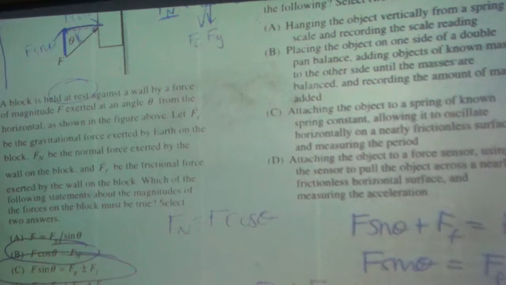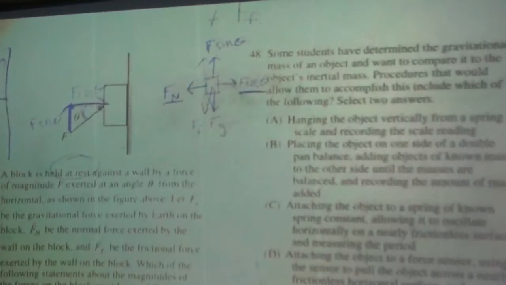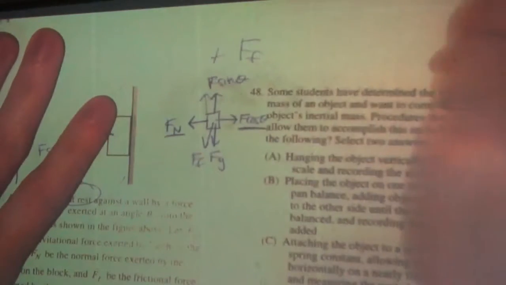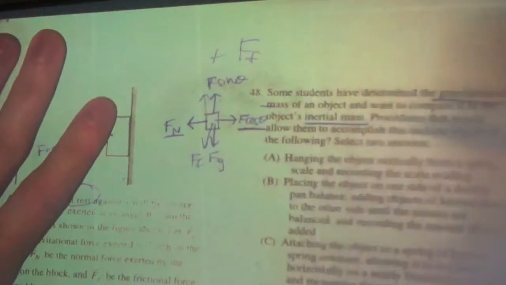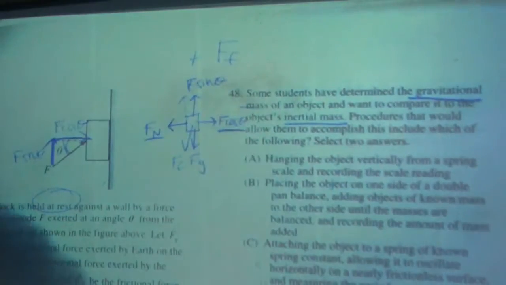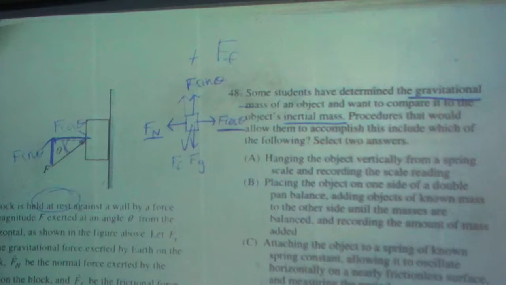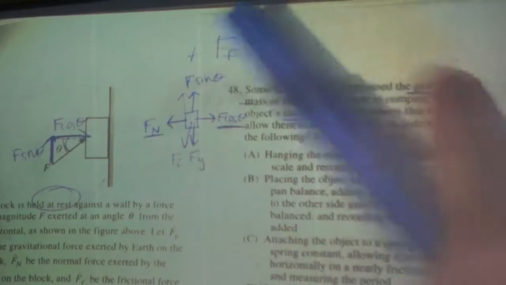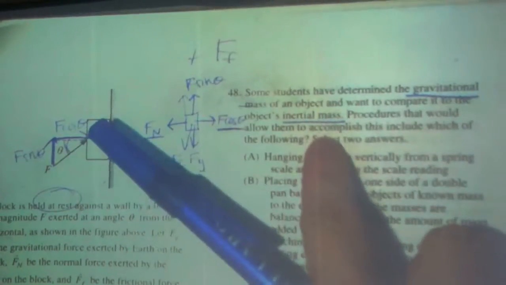Some students have determined the gravitational mass of an object and want to compare it to the object's inertial mass. Procedures that would allow them to accomplish this include which of the following? Select 2 answers. So we never actually talked about the difference between gravitational mass and inertial mass. It's actually really, really easy. Obviously, both are masses. Every single experiment that physicists have ever done has said that the gravitational mass is equal to the inertial mass.